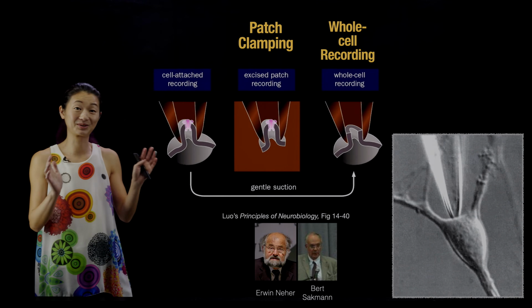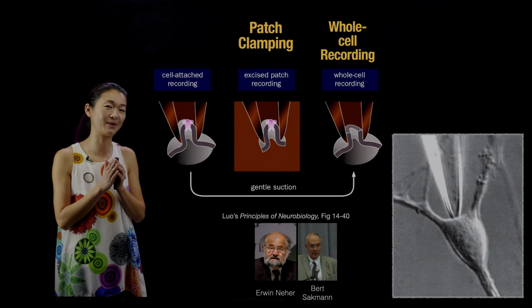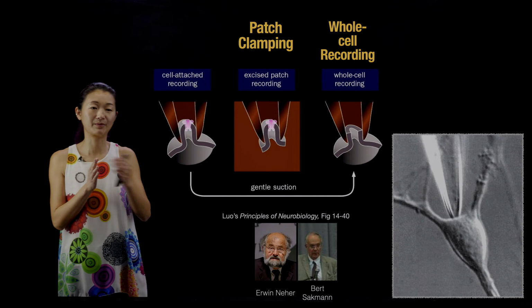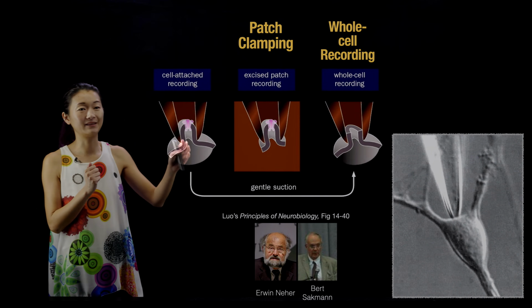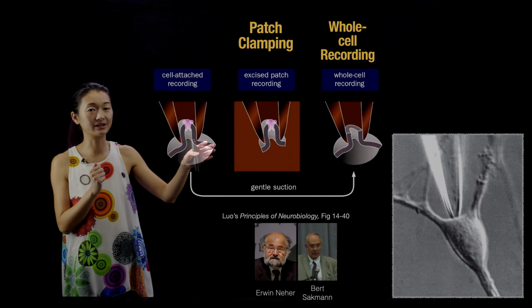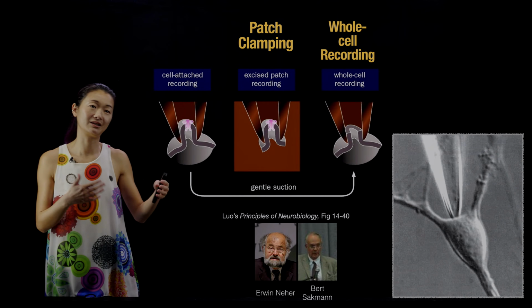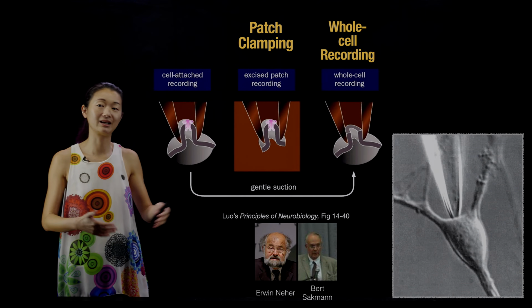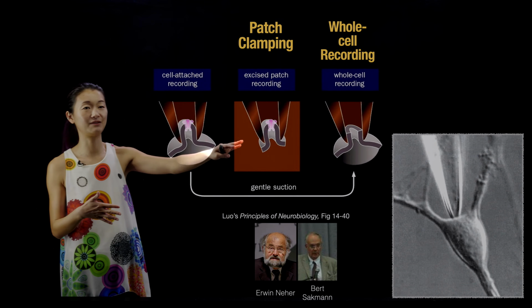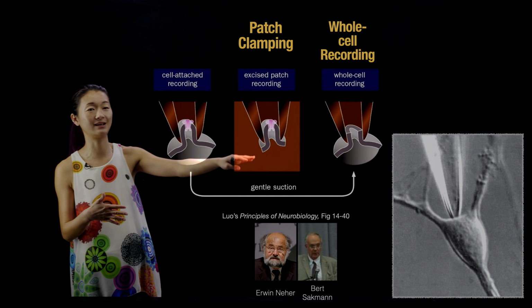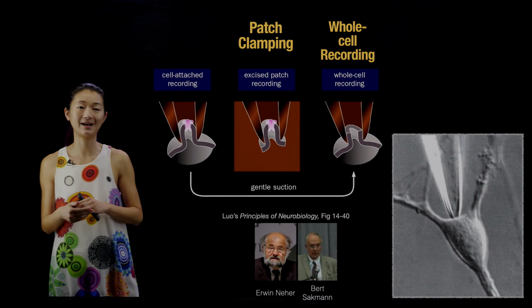This is an amazing technique that was pioneered by Erwin Neher and Bert Sakmann, who were awarded the Nobel Prize for it. They were able to actually record ion currents through individual ion channels, thus demonstrating that these were in fact the things that made ions pass in and out of the cells. Right? So you can have what's called patch clamping and do this in an excised patch recording capacity.